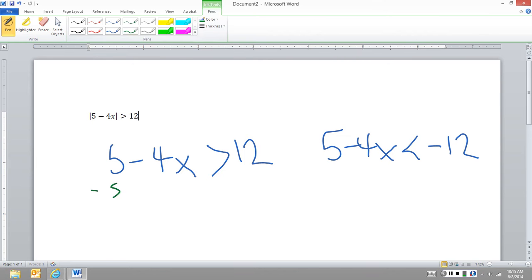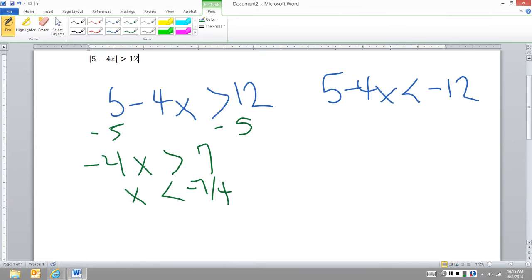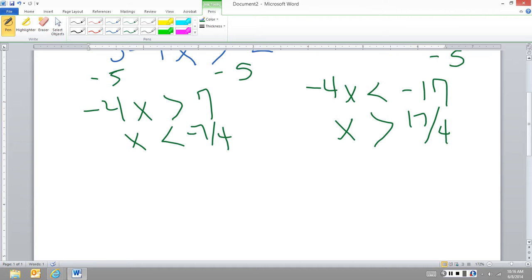So here I have minus 5, negative 4x, and 12 minus 5 is 7. And then x, and I'm going to flip it because I'm dividing by a negative, so negative 7/4. And then here I have negative 4x, minus 5, so this is negative 17. And then x, again, I'm going to flip the direction of this because I'm dividing by a negative, so this becomes positive 17/4.